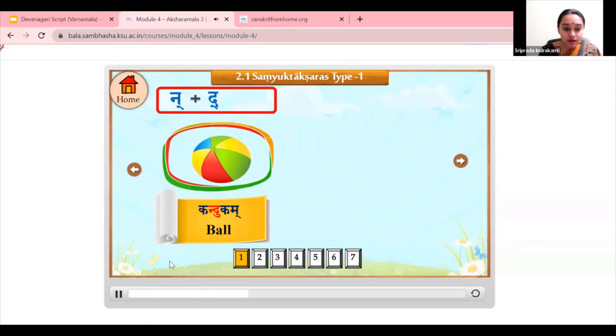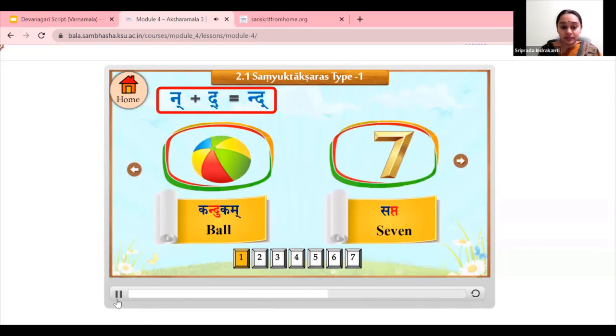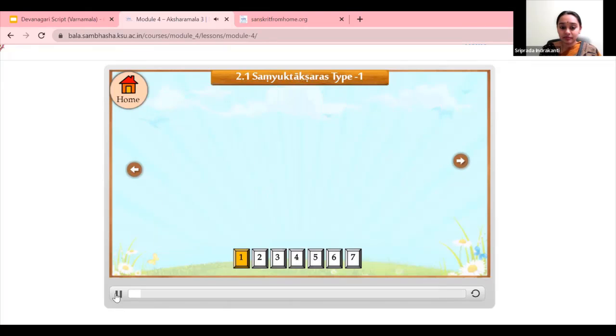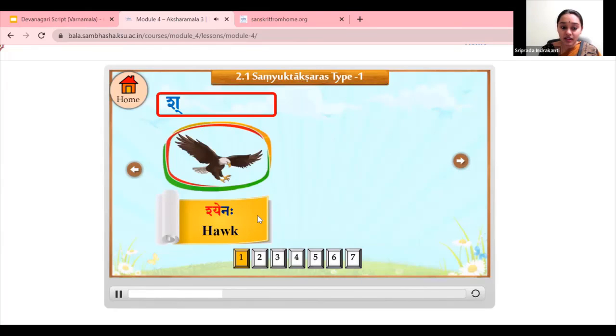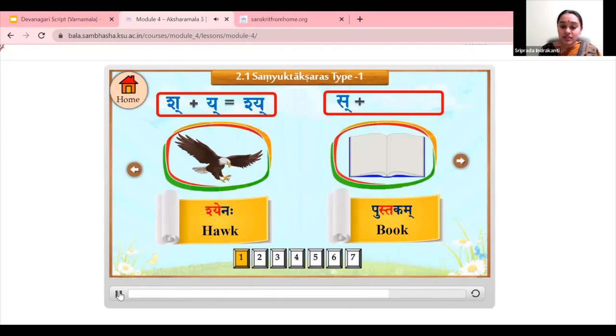Kandukam, this means ball. N and d. This is sapta. So look at how it is very different. It doesn't combine this way, but it combines from the top. But if you observe, this is the way we write pa. We write the complete ta, and then we make a pa at the top. So pa is written half, and then ta is written fully. This is shyenaha, sh and y, shya. Pustakam, s and t, st.